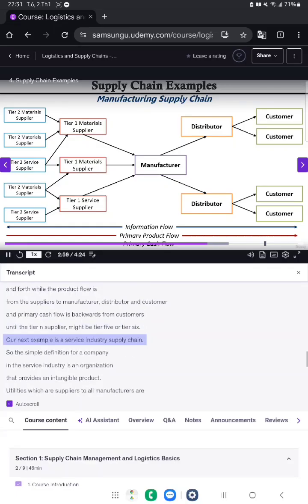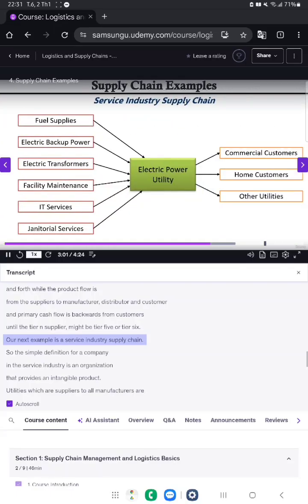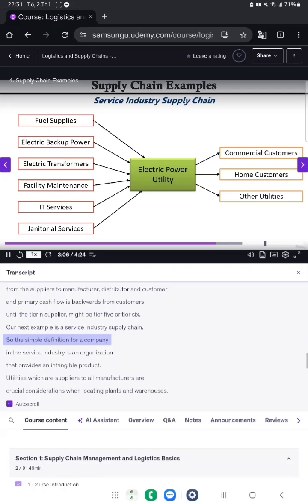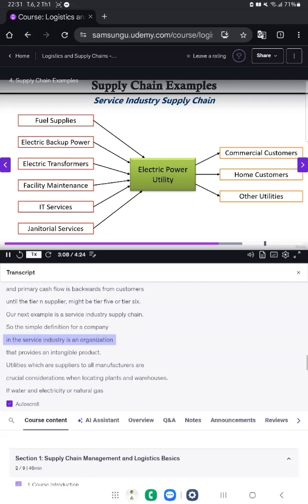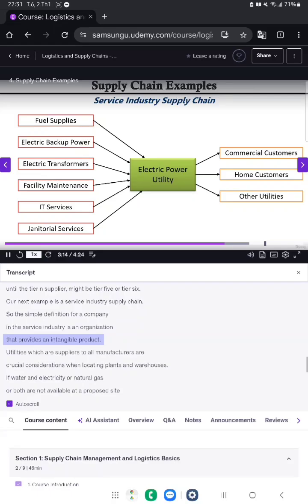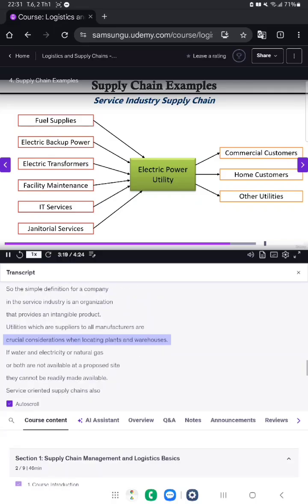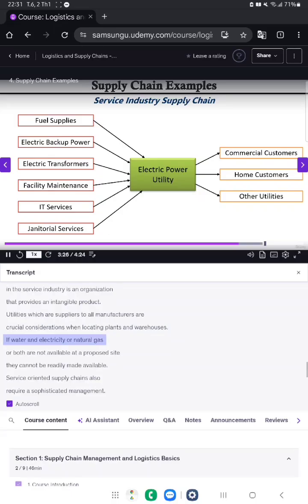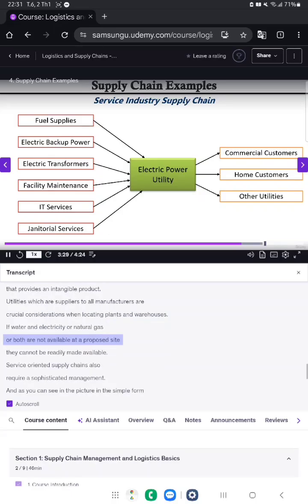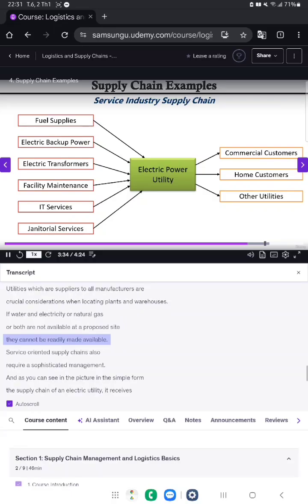Next example is a service industry supply chain. So the simple definition for a company in the service industry is an organization that provides an intangible product. Utilities, which are suppliers to all manufacturers, are crucial considerations when locating plants and warehouses. If water and electricity or natural gas or both are not available at a proposed site, they cannot be readily made available.